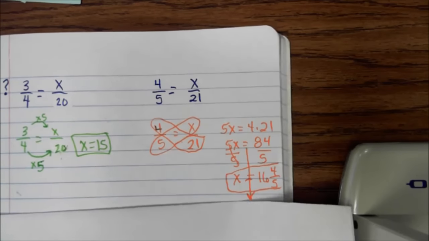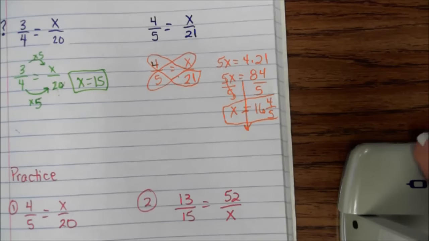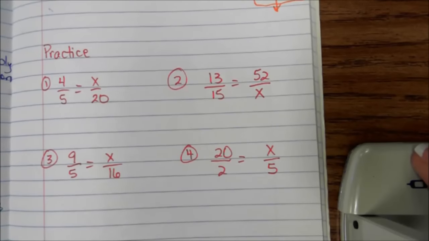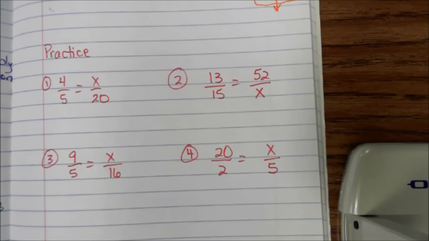All right, so we have 4 problems that we would like for you to do on your own. These are your practice problems. Number 1 is 4/5 equals x over 20. Number 2 is 13 over 15 equals 52 over x. Number 3 is 9 over 5 equals x over 16. And number 4, 20 over 2 equals x over 5.